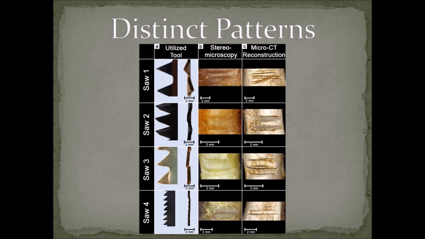Now, saws will leave clearly distinctive patterns depending on the blade that made them. The biggest thing you'll notice is something called the pitch of the blade, meaning the blade has a certain number of teeth per inch. Okay? It's called TPI.